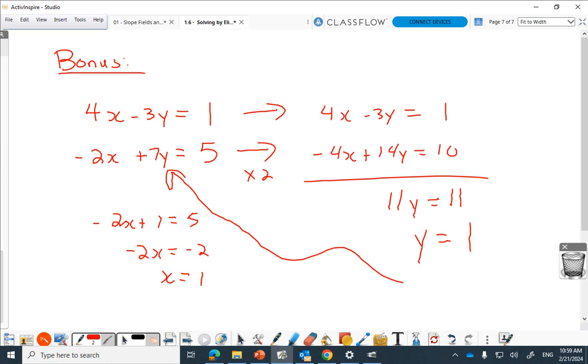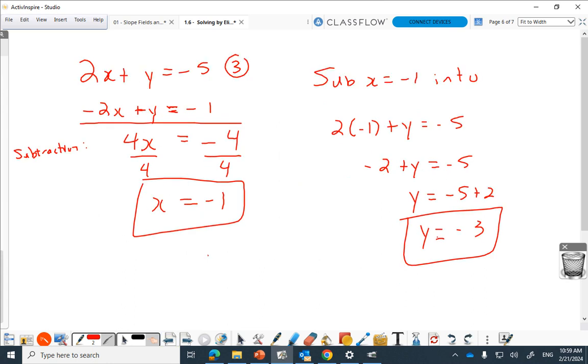Any questions on that? What does homework say? Homework says, oh, it's on a handout.